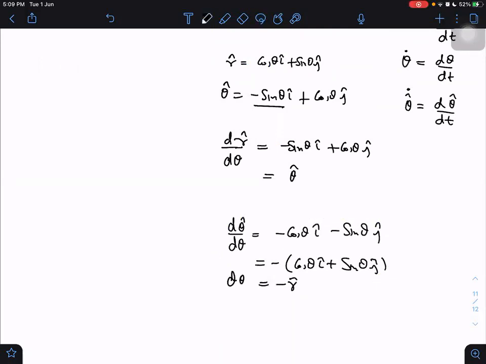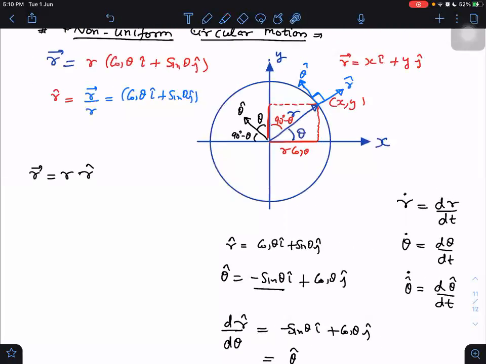Derivative of theta cap with respect to theta rotates the vector. By what amount does it rotate? It rotates theta cap by 90 degrees in the anti-clockwise direction. That's why it becomes minus R cap. Because R cap is this side, minus R cap will be opposite to that. Minus R cap is this side. The total angle between these two is 180 degrees, right or not?